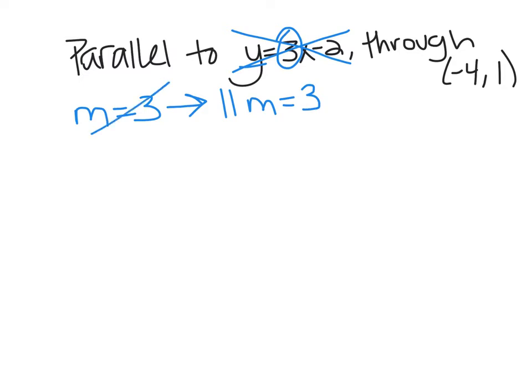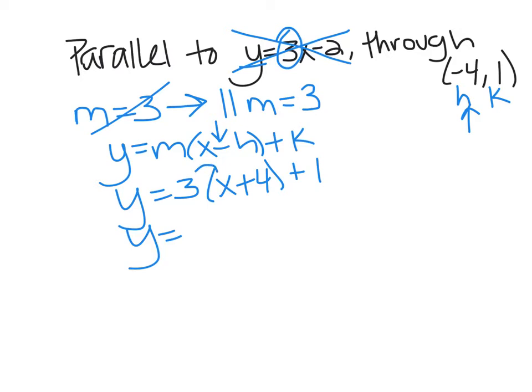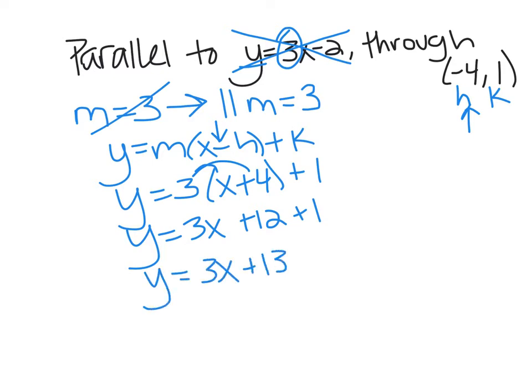So now I have my m and my h and my k to use my old formula, y equals m(x minus h) plus k. So my m is 3. Remember that the minus in my formula means opposite, so the opposite of negative 4 is positive 4. And then I keep k, so keep it as positive 1. Now we're going to distribute: 3x plus 12 plus 1, and combine my like terms. 3x plus 13.